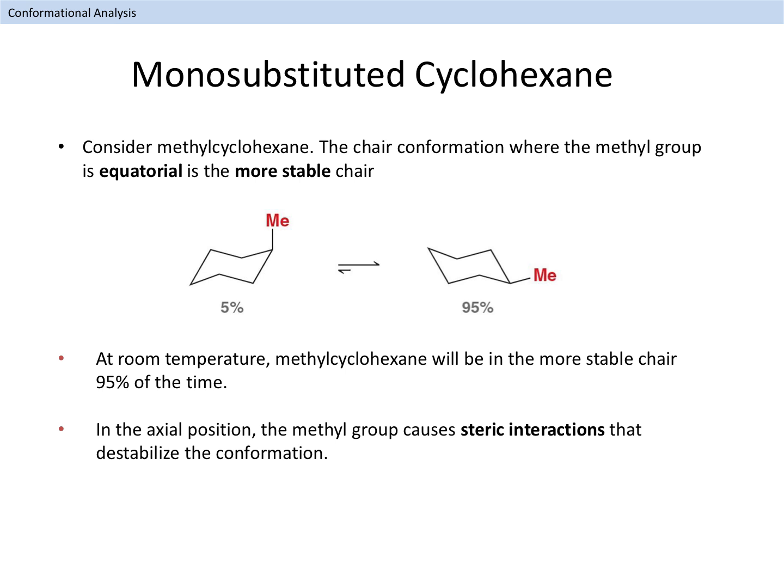If we consider a mono-substituted cyclohexane, such as methyl cyclohexane, shown here, we can see how one chair conformation is far more stable than another, due to differences in the orientation of the substituent. At room temperature, methyl cyclohexane will be in the more stable chair conformation, where the methyl group is in the equatorial position, 95% of the time. Why is there an energetic preference for the methyl group to be in the equatorial position? In the axial position, the methyl group causes steric interactions that destabilize the conformation.